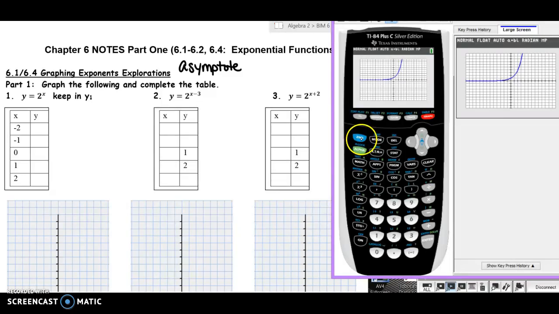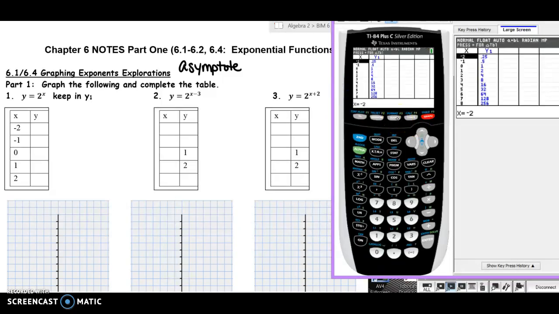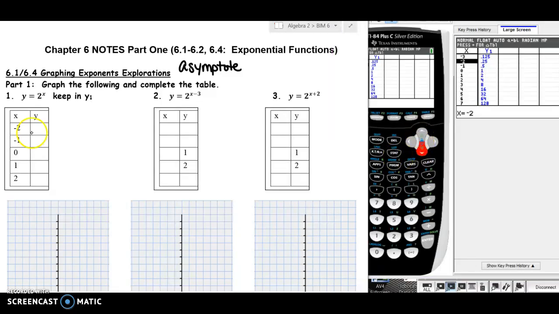To see a table, push second and then the graph button, and that will take us to the table. And we can record some of these values into our table. And notice the x values are given to us. You can use the up and down arrows to get to the different x values if you need to. So negative 2, 1/4, negative 1, 1/2, 0, 1, 1, 2, 2, 4. Plot those points and get a picture of the graph on your paper.